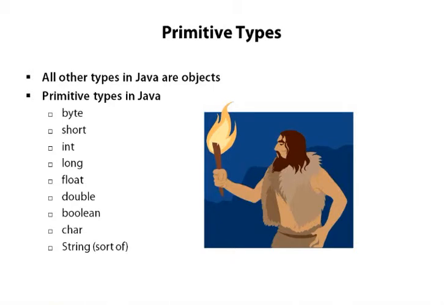A little bit about the kinds of types that exist in Java. There are two basic kinds of types in Java, two big classifications. And really what we're going to be concerned about right now is primitive types. But if something is not a primitive type, it is basically a class or an object. And we'll get into classes and objects later.